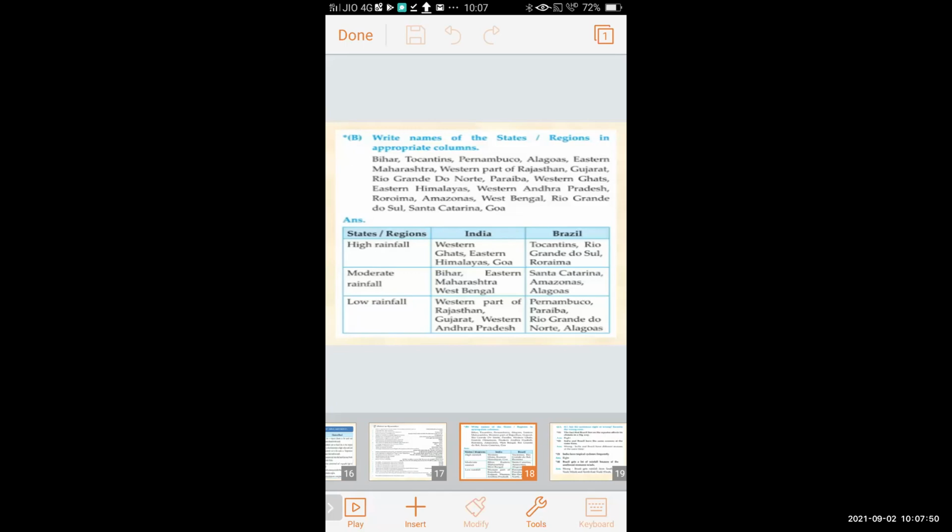In Brazil, high rainfall is in Tocantins, Rio Grande do Sul, and Roraima. Moderate rainfall in Brazil is in Santa Catarina, Amazonas, and Alagoas. And low rainfall in Brazil is in Pernambuco, Paraíba, Rio Grande do Norte, and Alagoas.